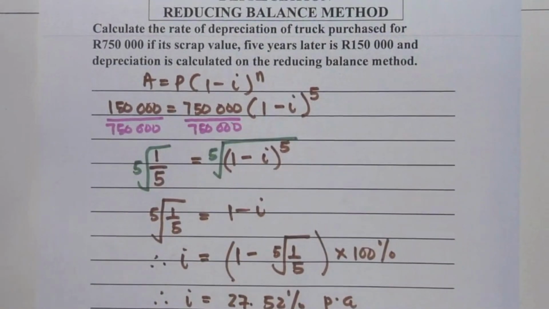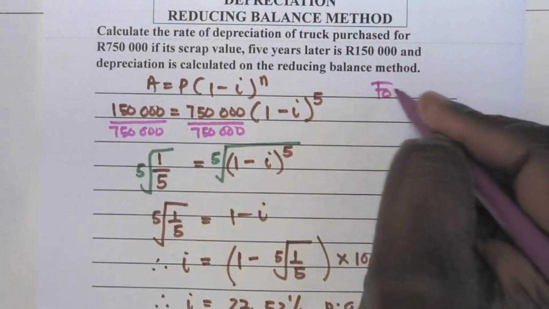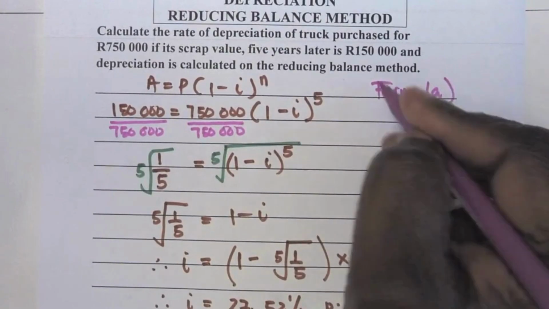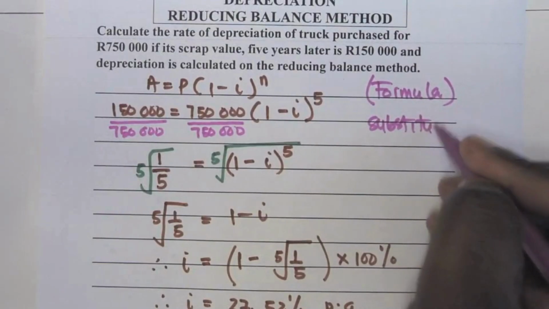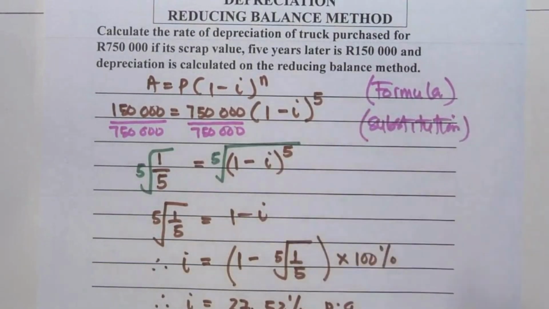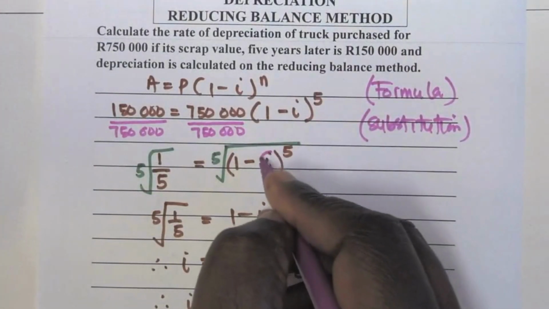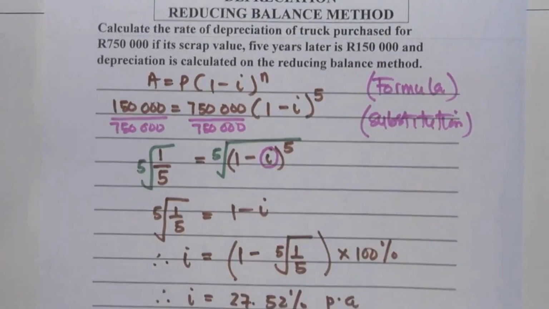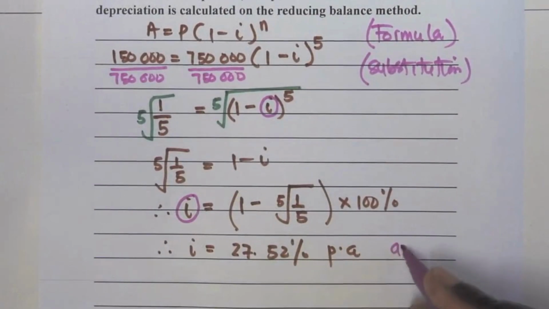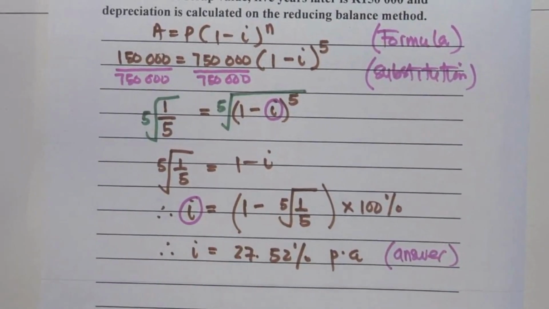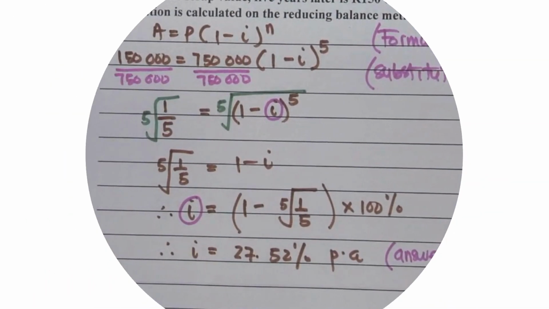And if I recap all my steps, after reading the question, I identified the formula. Then in the next step, I did my substitution. Then I isolated I. That was my next challenge. Then we got our final answer, which is rounded off to 2 decimal places.